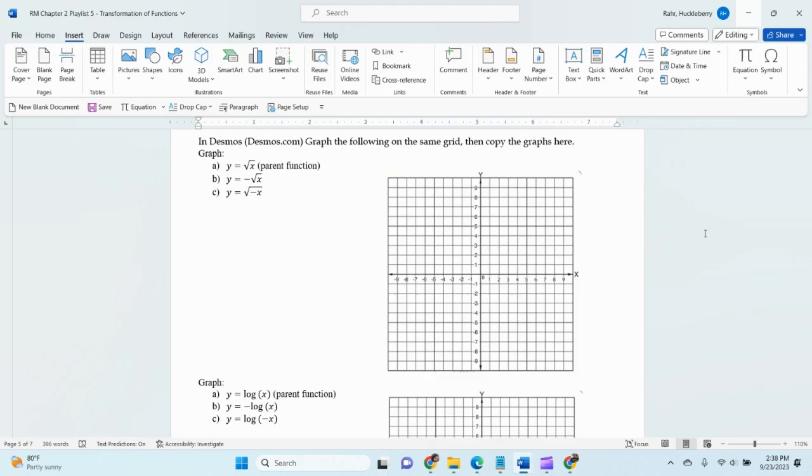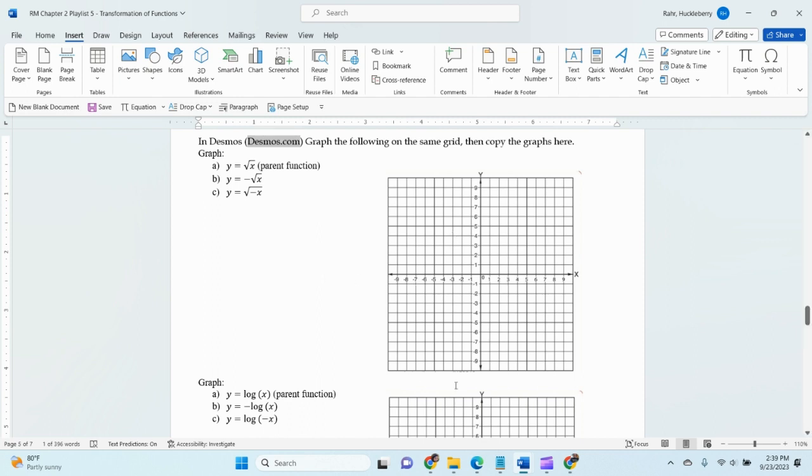Today I'm doing a series of videos on parent graphs and their transformations. Today I'm looking at the parent graph of square root of x and log x. You'll notice I'm on the computer instead of doing this by hand. That's because I want to use Desmos.com to expedite my graphs. Desmos makes these beautiful graphs. It's a free online graphing calculator.